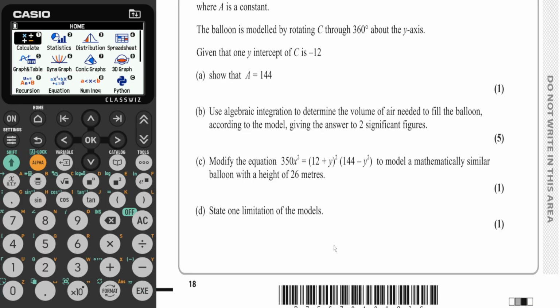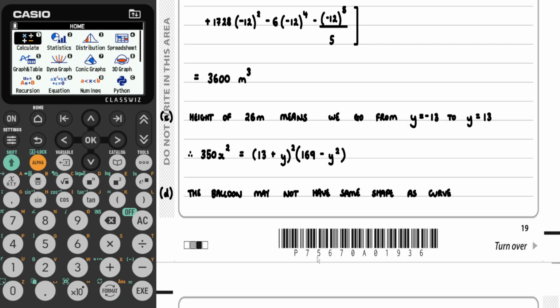Part D. State one limitation of the models. The balloon may not have the same shape as the curve. It might not be as smooth as the curve exactly.